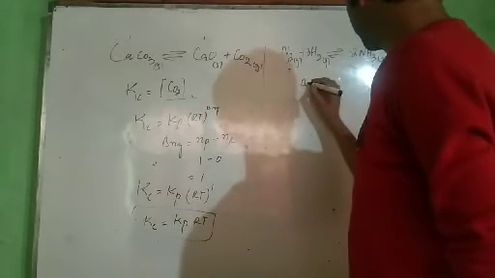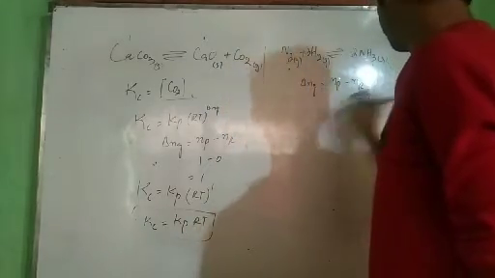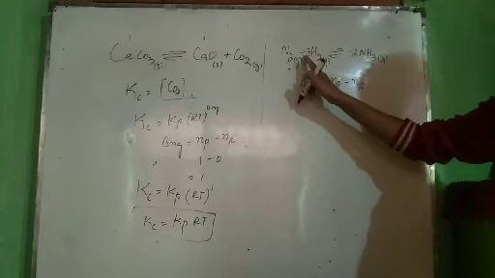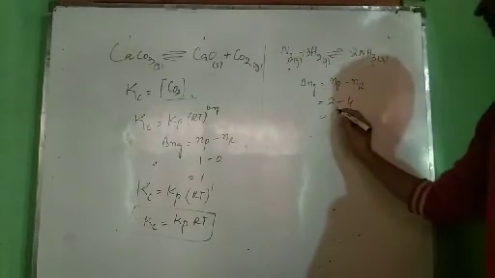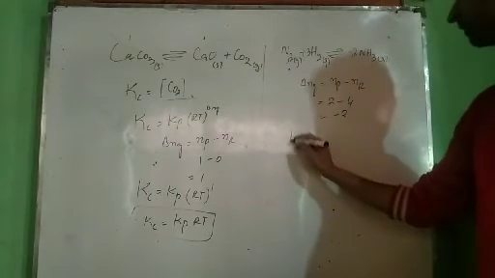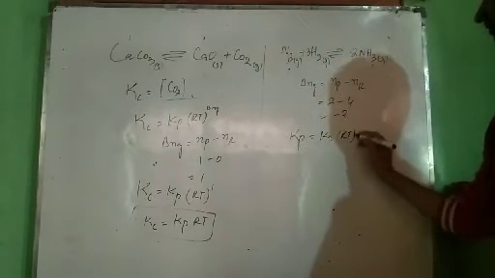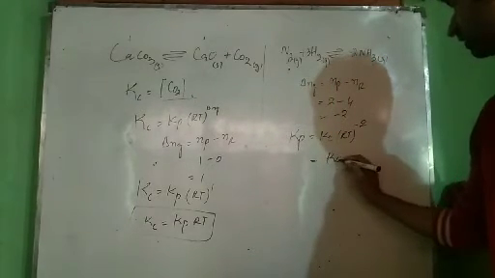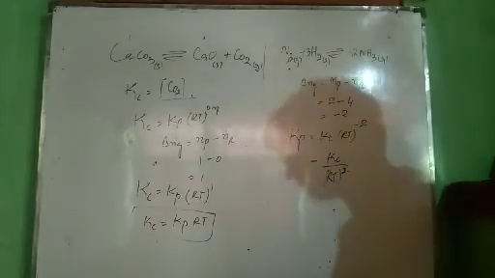Now determine del Ng. Del Ng is equal to the number of moles of gaseous products minus the number of moles of gaseous reactants. What is the number of moles of gaseous products? 2. And how many reactants? 3 and 1, that is 4. That is 2 minus 4, which is equal to minus 2. Therefore, Kp is equal to Kc into RT raised to power delta Ng, that is minus 2. Or I can write it as Kc upon RT squared. This is how you can determine the relation between Kp and Kc.